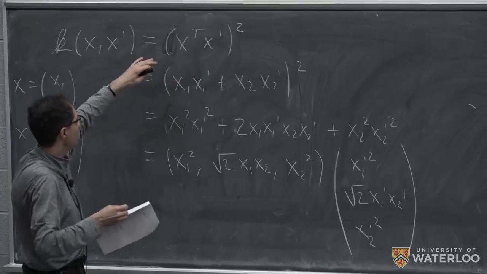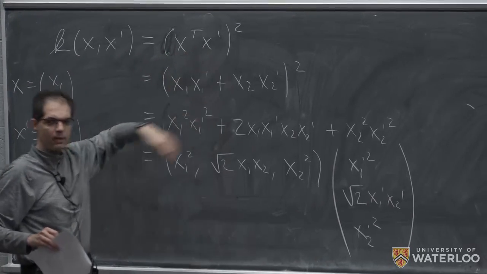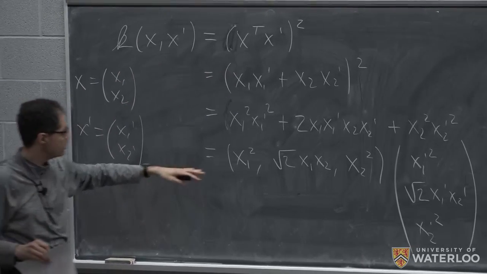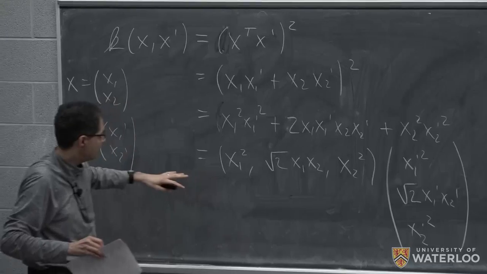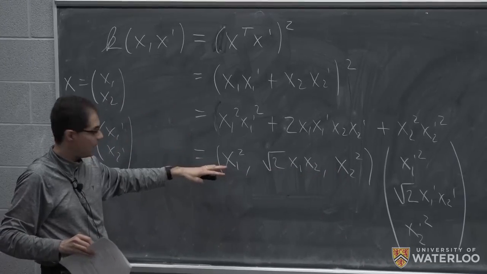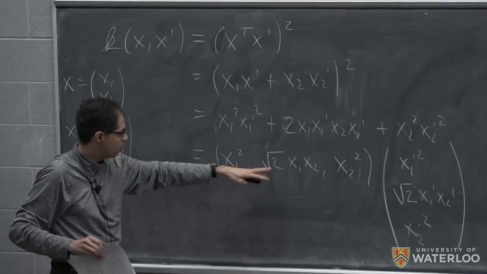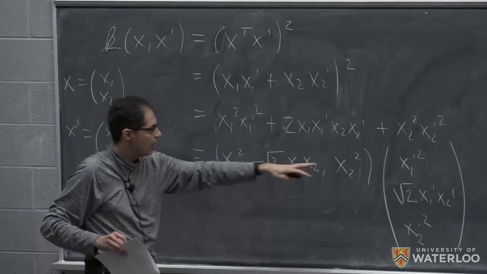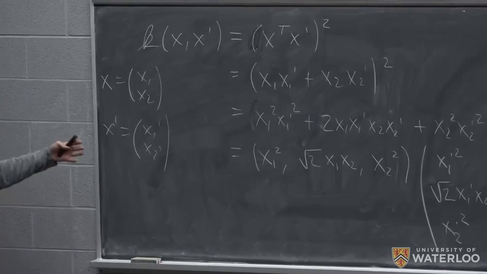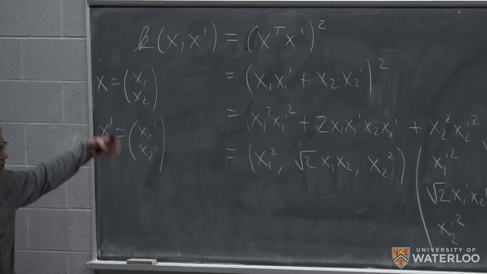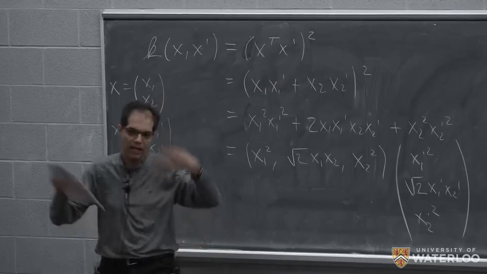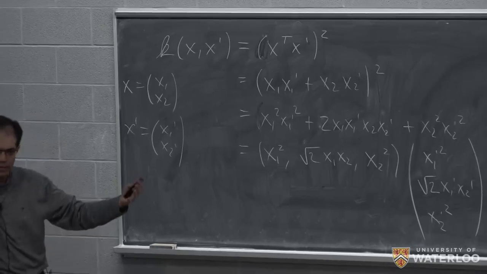Okay, so this makes it clear. You see that when I take the dot product in the original space and then I square this, there is a corresponding dot product into a different space. It would be a three-dimensional space here where the features would be x1 squared, square root 2 x1 x2, and then x2 squared. And now the polynomial kernel is a generalization of this, where instead of having a power of 2, we have an arbitrary power, power m.